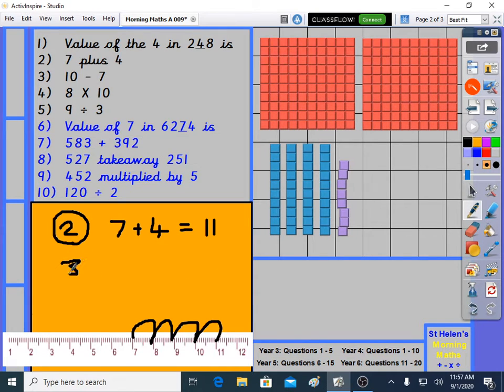We're going on to question 3. Hopefully you're keeping up with me. If you struggle to keep up, just work on it, and in the end, you'll be able to do it. Question 3. 10 take away 7.